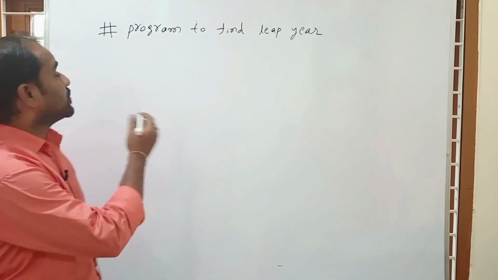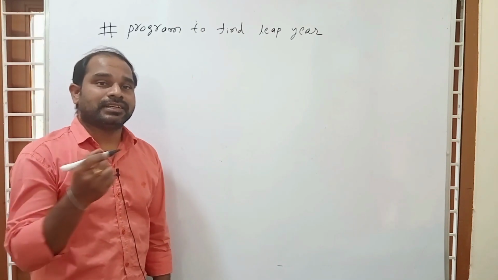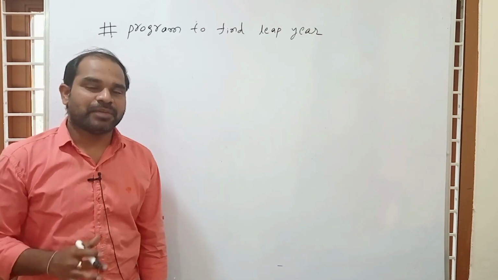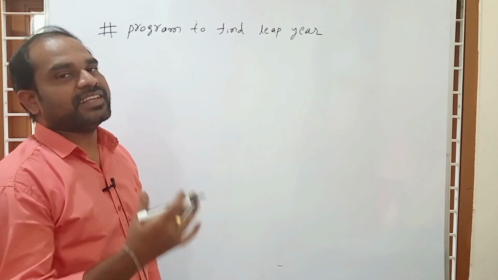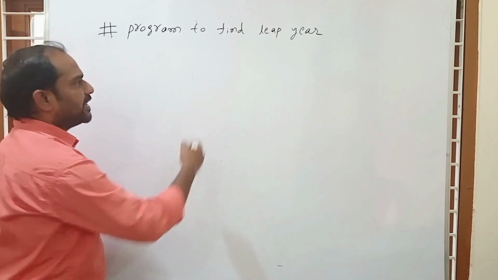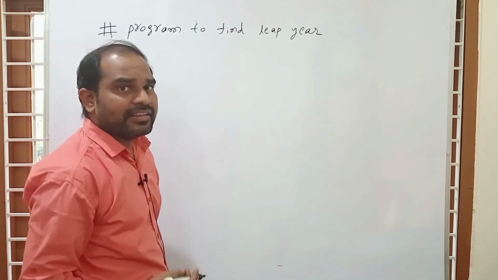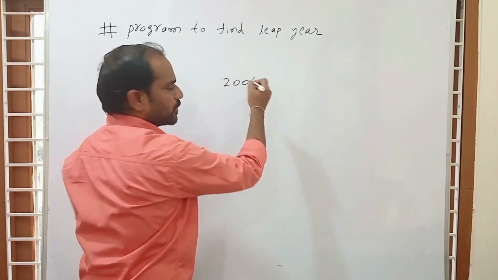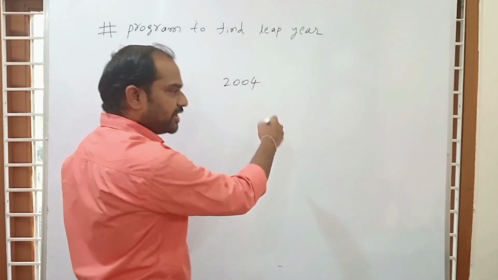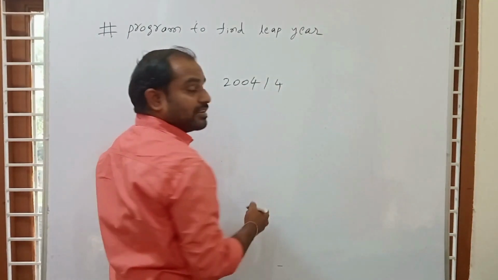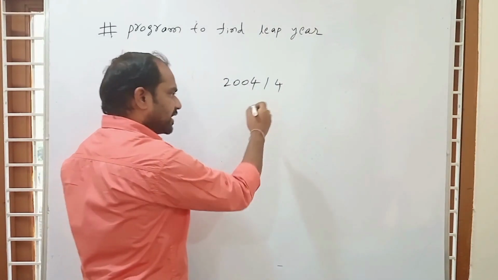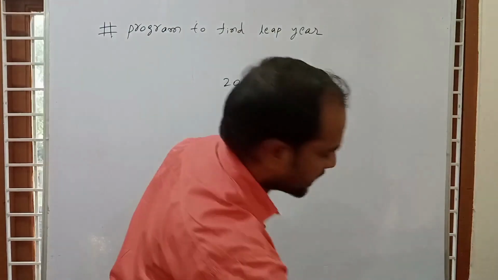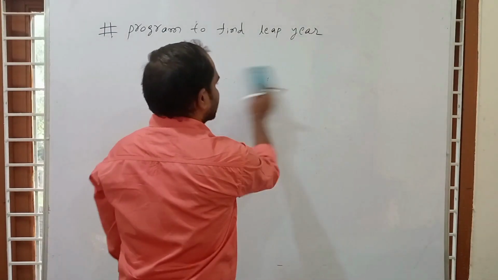Python programming. So we will write code to find whether a year is a leap year or not. Generally, how can we decide whether a year is a leap year or not? By dividing that particular year by 4, right? For example, I am taking 2004. We will divide this year by 4 and check the remainder. If the remainder of this division is equal to 0, then we can say that year is a leap year, right? So in this way we have to write the code.